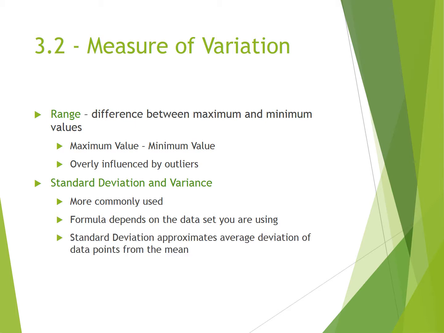The variance we're going to see is just the same thing as the standard deviation. The formula for finding it is the same as the standard deviation, except the standard deviation is the square root of the variance. So the standard deviation is the average deviation of the data points from the mean of that data set.